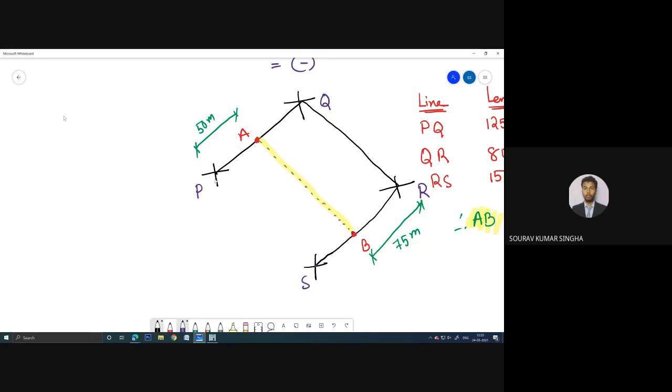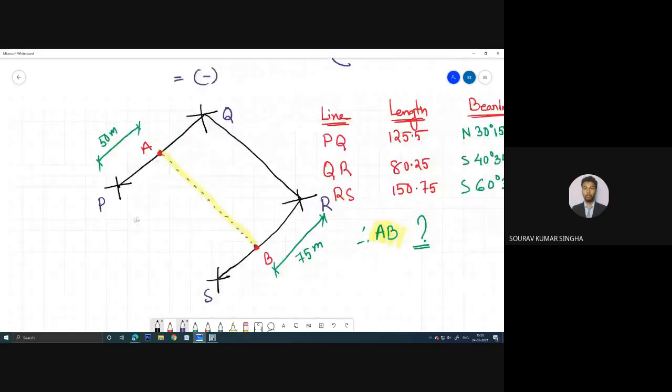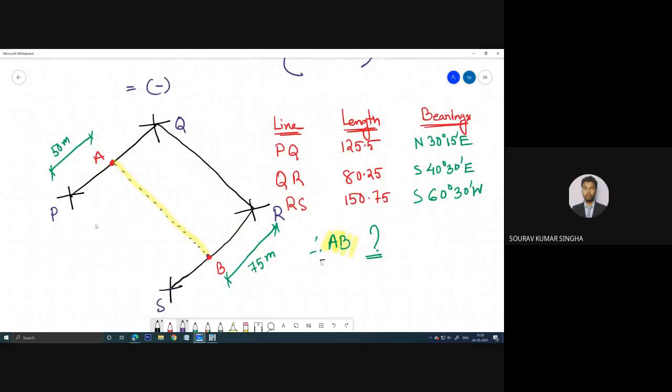We can compare with the first day's numerical, or simply you just think we need to determine AB. So we just make a traverse AQ, first AQ, then QR, then RB, and then BA. Let us make this traverse, or let us take interest only in this portion, because if we can make this traverse, then obviously we can determine the value of AB.